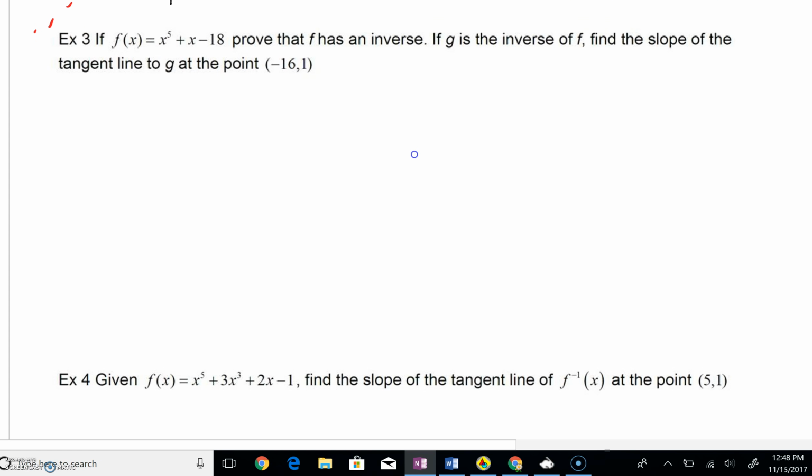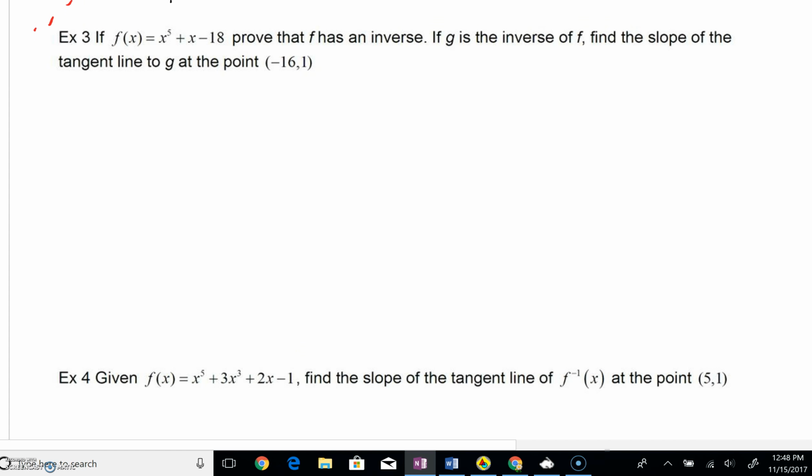Okay, picking back up with lesson 7.1, it says f is x to the fifth plus x minus 18. First, it says prove that f has an inverse. You probably don't want to have to graph it and do a horizontal line test. Let's instead take a derivative. What is the derivative of x to the fifth plus x minus 18?